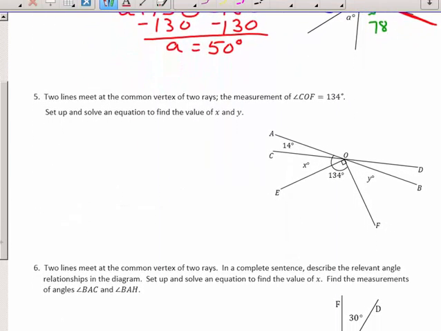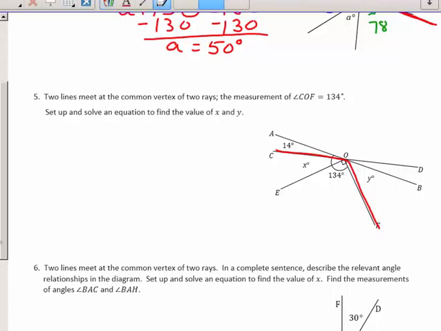Number 5, two lines meet at a common vertex of two rays. The measurement of COF is 134 degrees. And set up and solve. So COF is this angle right here. So we're trying to figure out, right, we have a bunch of different things going on here.